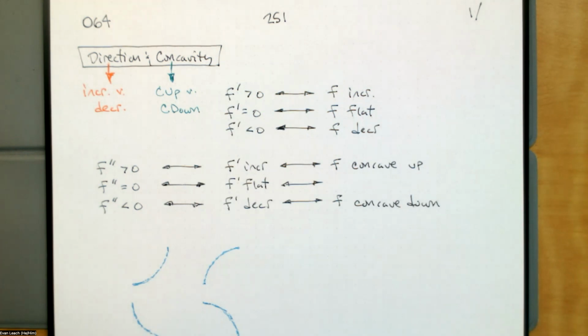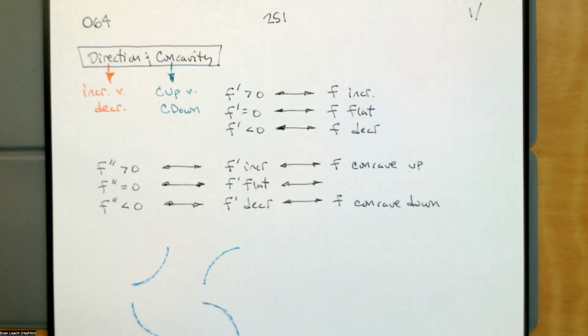If the derivative is 0 at a point, let's say, it could happen on an interval, then the function is flat. It's neither increasing nor decreasing. If the derivative is negative, then the function is decreasing. So the sign of the derivative tells us about the direction of the function.